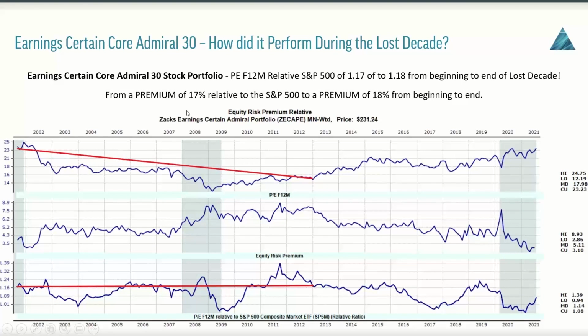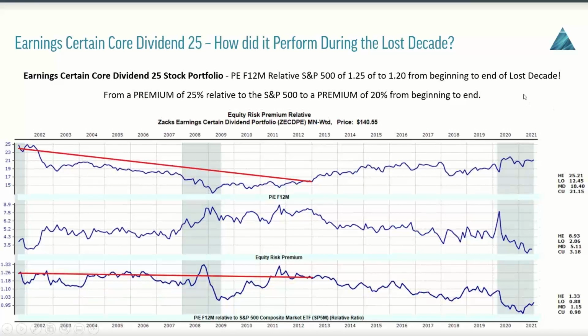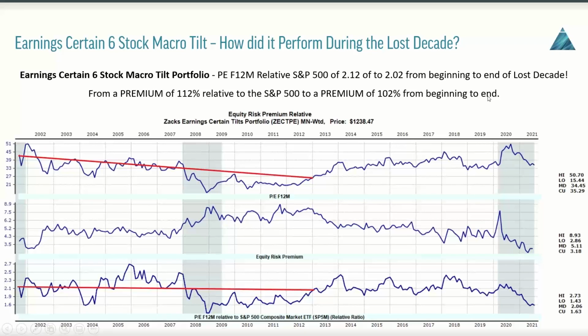You can see a similar scenario here with the Admiral, right? So the Admiral PE multiple compression, just like the core 75 stock, just like the S&P, but not as bad. We went from a premium of 17% relative to the S&P 500 to a premium of 18%. So still a little improvement over the S&P. When we talk about the Earnings Certain core dividend 25 stock portfolio, we went from a premium of 25% relative to the S&P to a premium of 20%. So almost flat, a little bit of a decline, nothing really material.